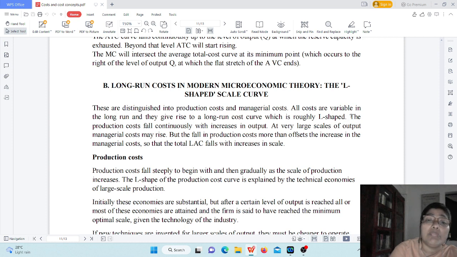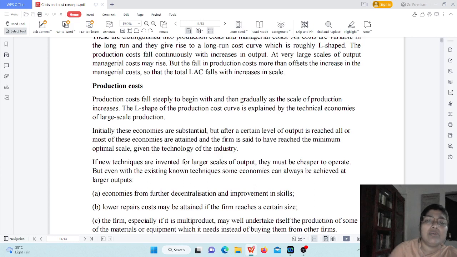The production costs may fall continuously with increases in the output. At very large scales of output, the managerial costs may rise. But the fall in the production cost more than offsets the increase in the managerial cost, so that LAC, the long run average cost, falls with the increase in scale. Now, what is the behavior of the production cost? The production cost falls steeply. I already told you why it is L-shaped. Long run cost curves are L-shaped because the production cost falls more than the managerial cost.